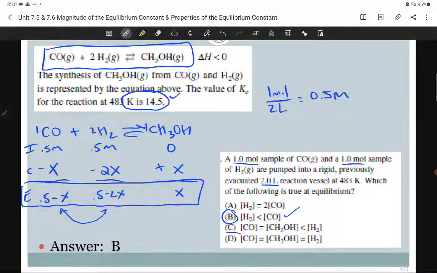By the way, lots of people would like to say, oh, equilibrium, everything has to be equal. No, that's not the case. Remember that dynamic equilibrium just means that the forward and reverse reactions are still taking place. Just that at the end of the day, you might have more reactants or more products depending on what the K values are.